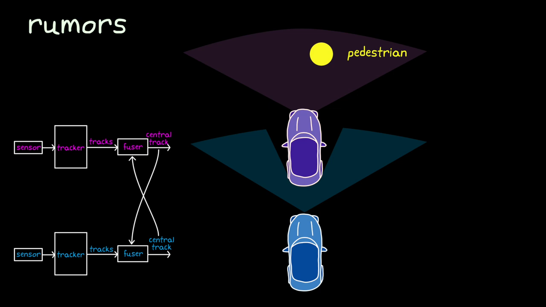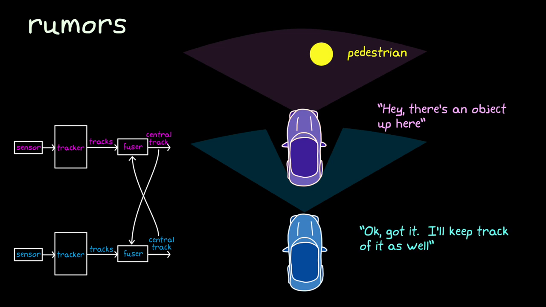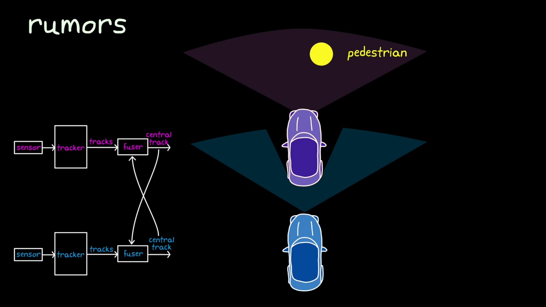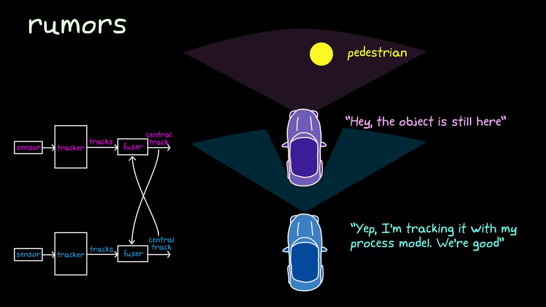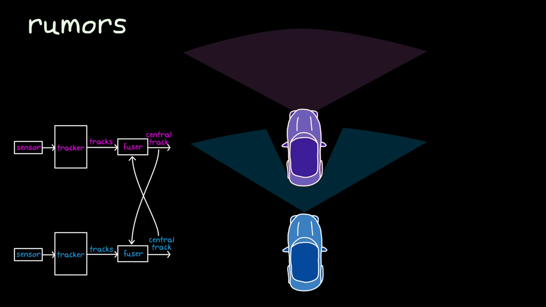And it happens like this. The front vehicle tells the rear vehicle about the pedestrian by sharing its track with it. So now both vehicles know about the object and are propagating its state with their own process models. Each time step, the front vehicle senses the object and updates its track and says, "Hey, the object is still here." And the rear vehicle says, "Yep, I've been tracking it as well with my process model. We're good." But let's imagine now that the object disappears or moves out of frame of the sensor.